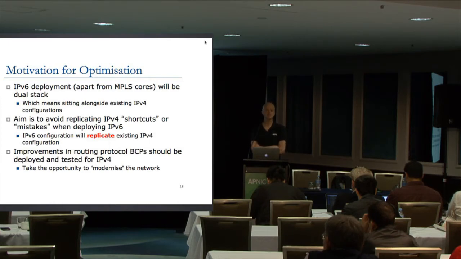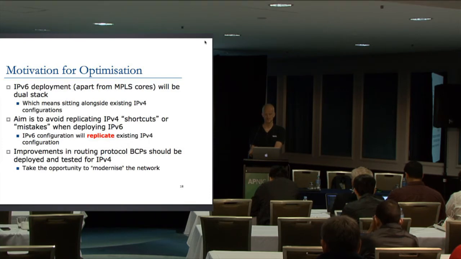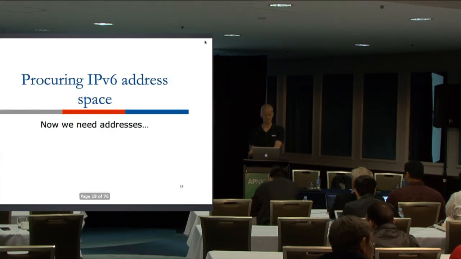So stay up to date with these. There are plenty available. You can search on places like Team Cymru and so forth, the various NSP mailing lists for a lot of the operational best practices. So take the chance to modernize the network. Only now do we get a V6 address space.